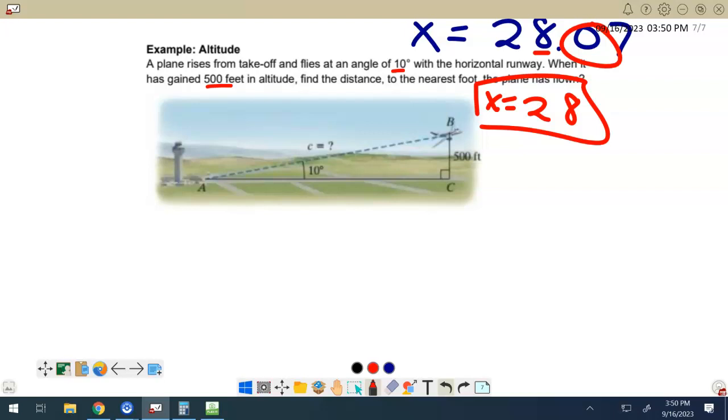plane has flown. Right. So the distance that the plane is flying is this dotted line right here. That's the actual distance, the direct distance it's flying. The altitude is 500, so that's the height above the ground that the plane is. And the plane took off at an angle of 10 degrees with respect to the ground, right? So we have this angle, we have the opposite side of that angle, and we're looking for the hypotenuse, right? That's the thing we're looking for.